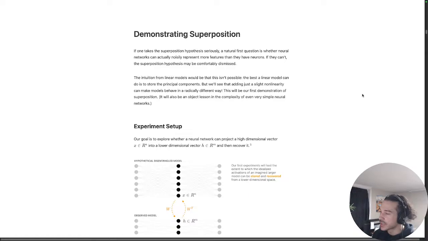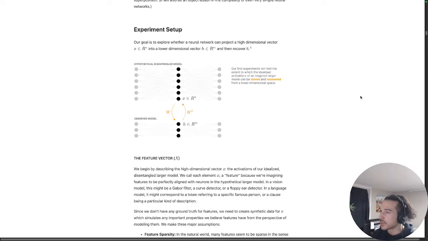This will be our first demonstration of superposition. It will also be an object lesson in the complexity of even very simple neural networks. Experiment setup. Our goal is to explore whether a neural network can project a high-dimensional vector, x in R^n, into a lower dimensional vector, h within R^m, and then recover it.